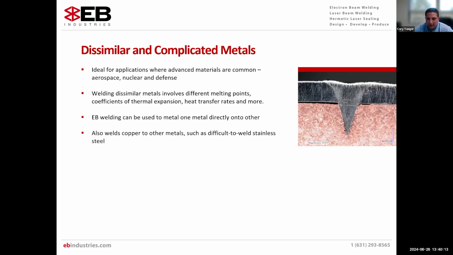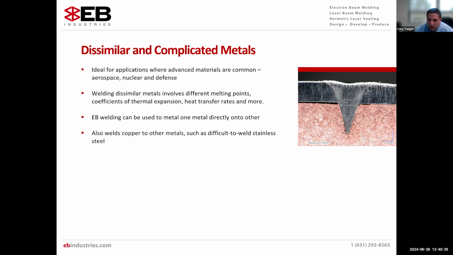An area where EB welding really thrives is in welding dissimilar and complicated metal combinations. This makes it ideal for applications where advanced materials and material combinations are common, such as in aerospace, nuclear, and defense. Welding metals with different properties can get complicated quickly due to differences in melting points, coefficients of thermal expansion, heat transfer rates, and other variables.